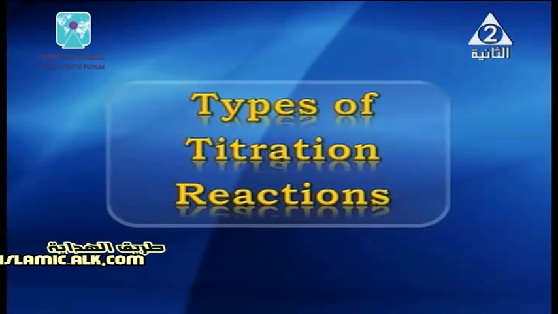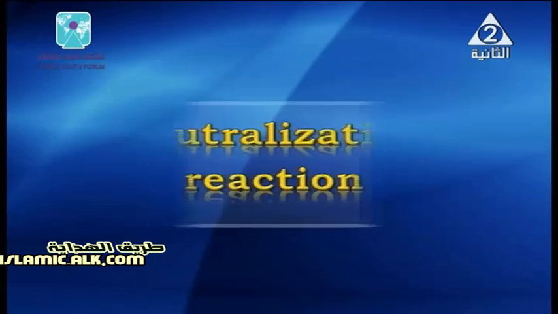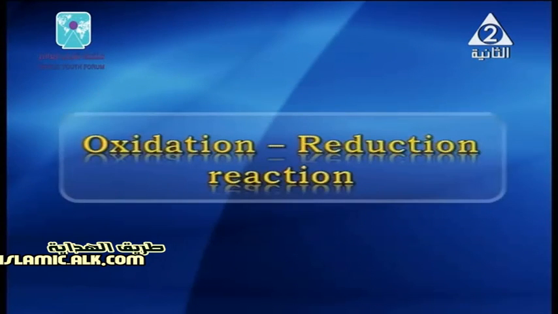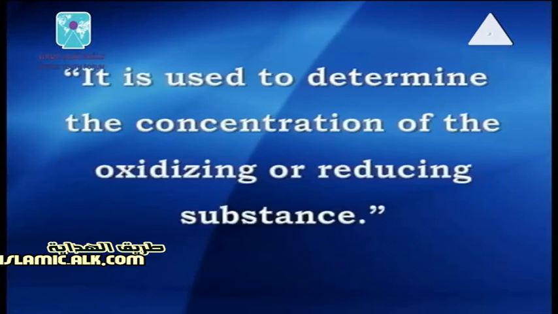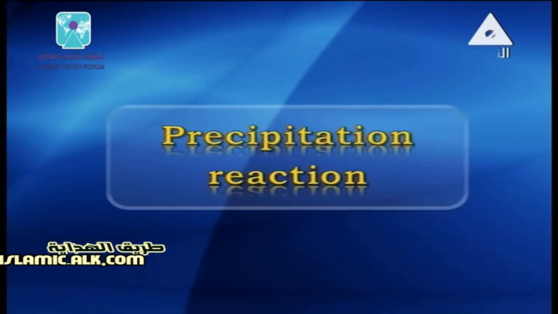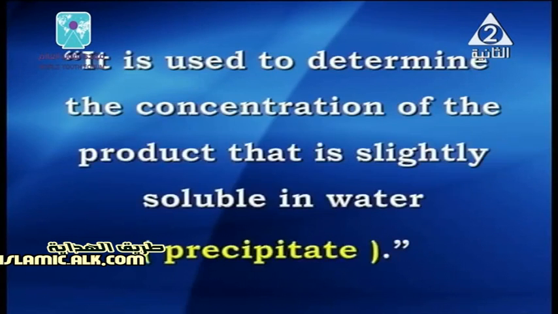Two types of titration reaction. Neutralization reaction, where it is used to determine the concentration of acid or base. Oxidation reduction reaction, that is used to determine the concentration of the oxidizing or reducing substance. And the precipitation reaction. It is used to determine the concentration of the product that is slightly soluble in water, that we call precipitate.